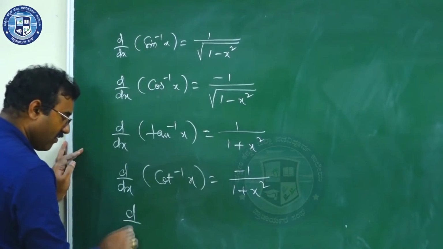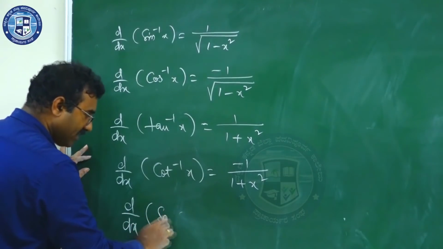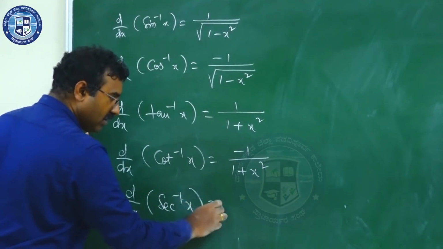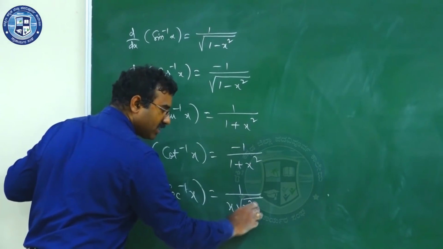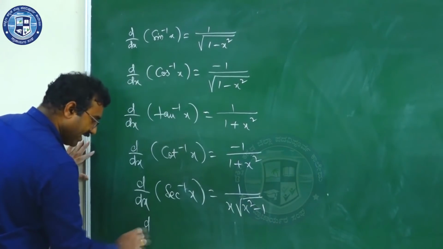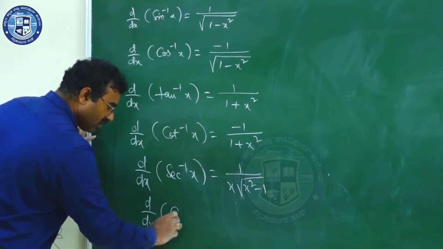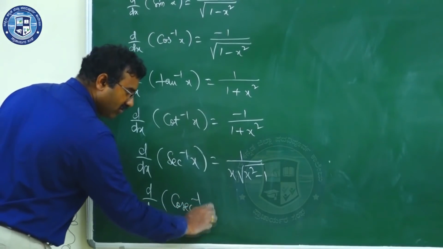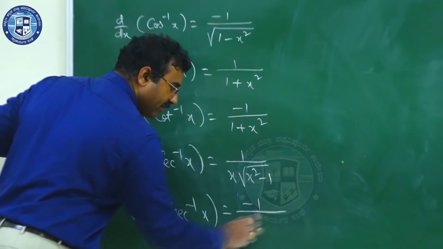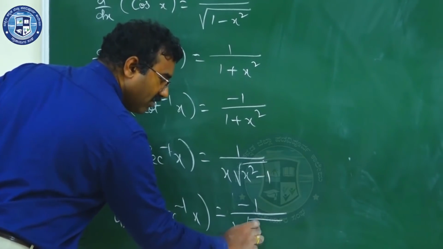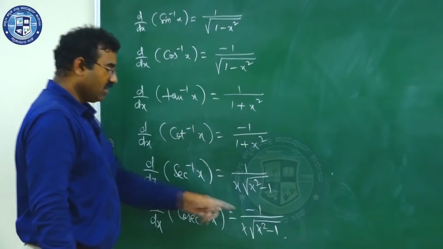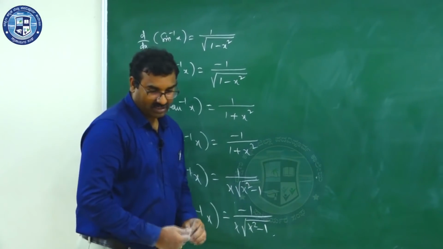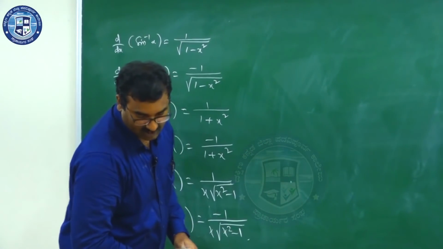And d by dx of secant inverse x is equal to 1 by x into square root of x square minus 1. d by dx of cosecant inverse x is equal to minus 1 by x into square root of x square minus 1. Okay? So minus 1 by x into square root of x square minus 1.